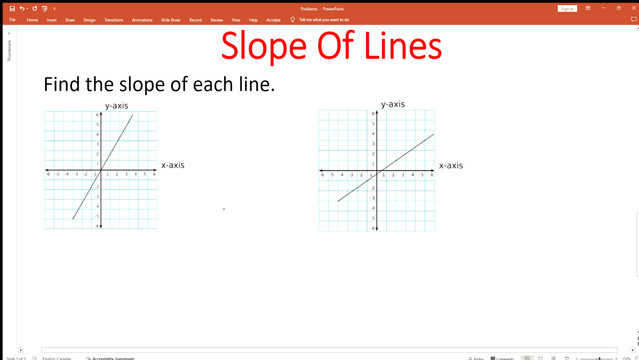In this video, we'll find slope of lines from given graphs. Let's start with the first graph. In the first graph, we have to find the slope of this black line.